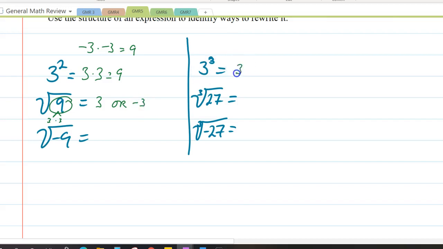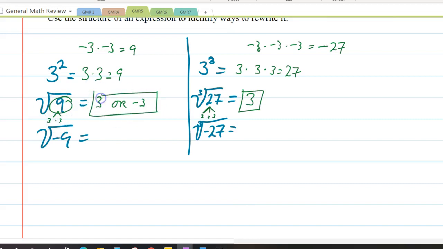Now for 3 cubed, I know that's 3 times 3 times 3. So the cube root of 27, I need 3 numbers that can multiply to give you 27. Well, 3 times 3 times 3 is 27. So I know the cube root of 27 is 3. Now, can I say negative 3 here? Let's check it. Negative 3 times negative 3 times negative 3. Well, a negative times a negative times a negative is, in fact, a negative 27. So I know for the cube root of 27, my answer is only 3. For the square root of 9, my answer is 3 or negative 3.